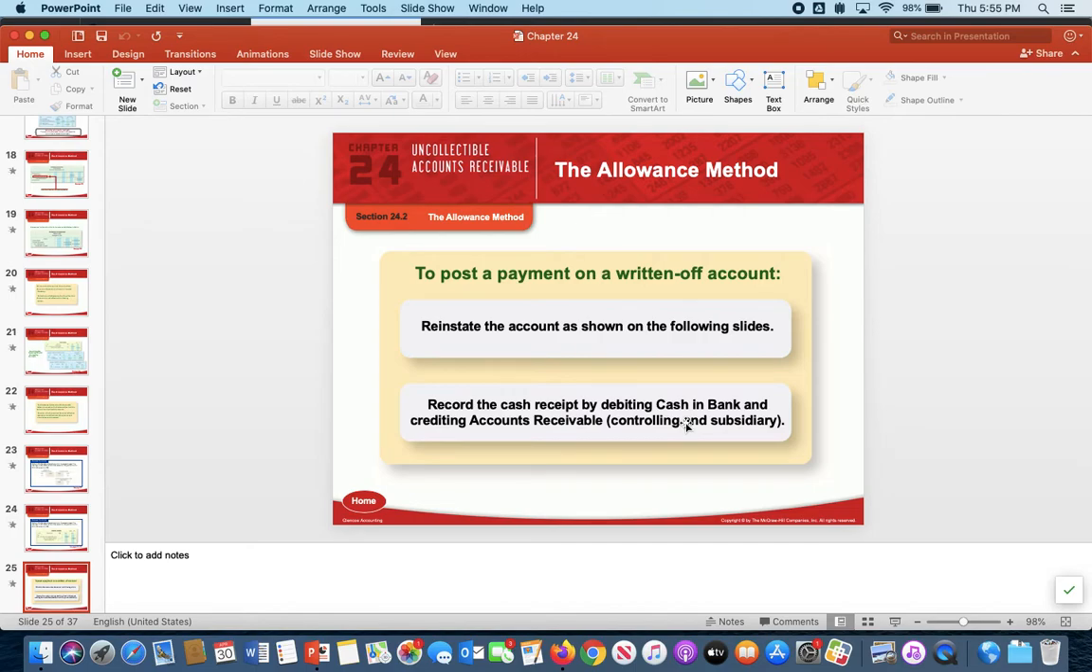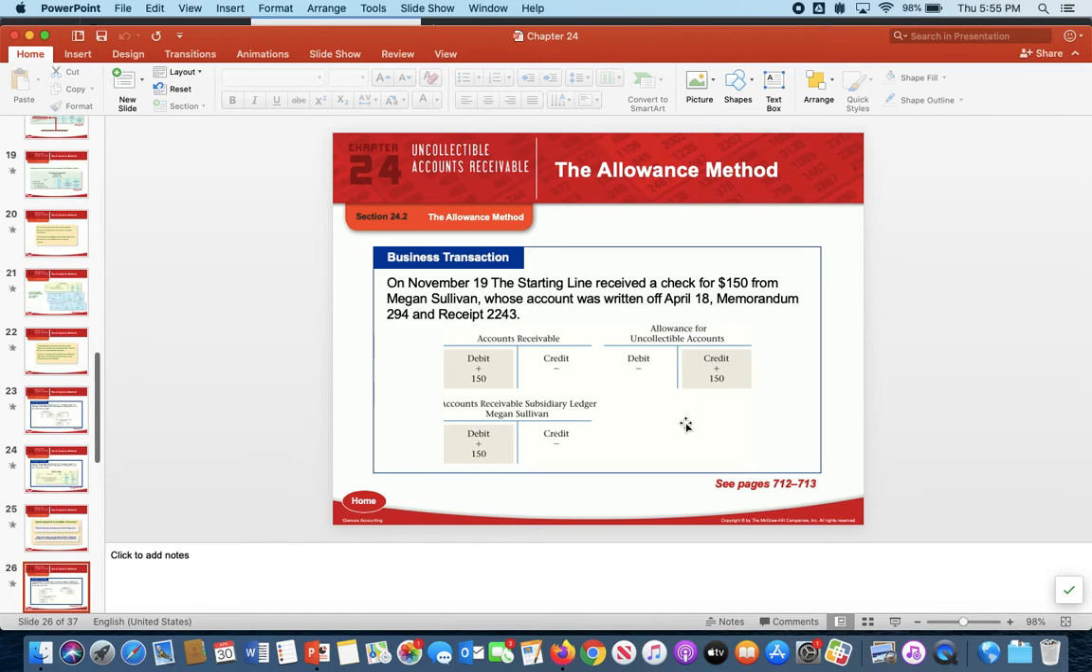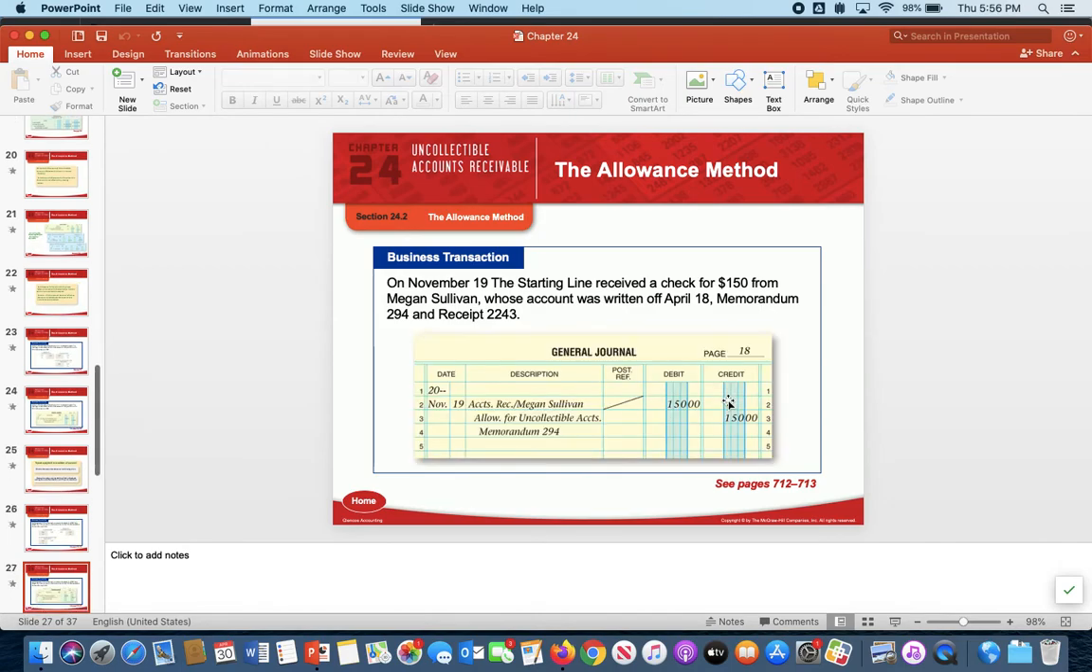Just as we did with the direct write-off method, sometimes you could receive payment from a customer that was previously written off. It's the same process, right? We reverse what we did. So we would debit the accounts receivable for the customer again, and then credit the allowance account, and then record the cash received as normal. So debiting cash and crediting accounts receivable.